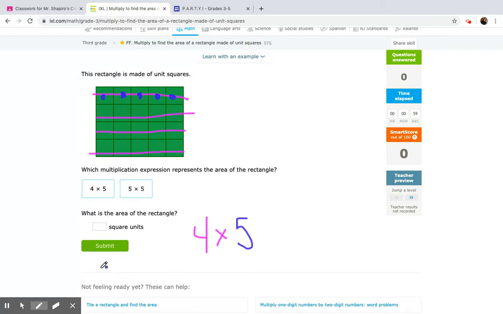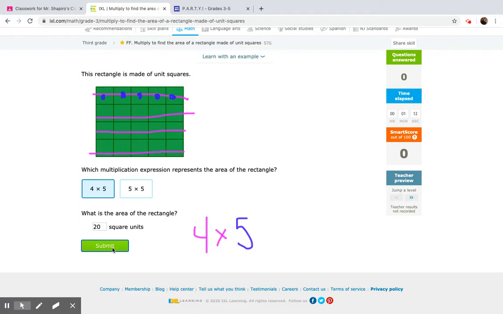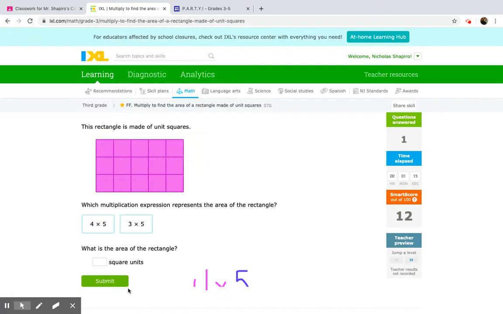And then once you've selected the correct multiplication expression, you want to multiply those numbers and put the answer here. So 4 times 5, we're kind of experts at multiplying by fives by now. So that's 20. And that is exactly what you do for this thing.